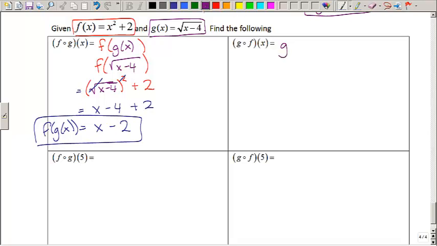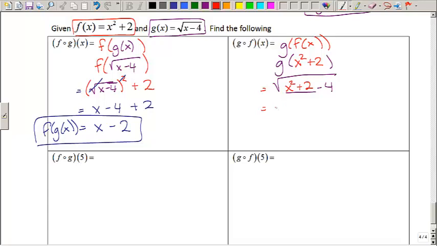Next, I'd like to find g of f of x. To find g of f of x, I'm first going to substitute the innermost function f of x with its expression. I won't do anything with g of x for the moment. F of x can be replaced with x squared plus 2. Now, g of an expression is something we've already covered before. My g function says the square root of x minus 4, but I'm taking out the x and replacing it with x squared plus 2.